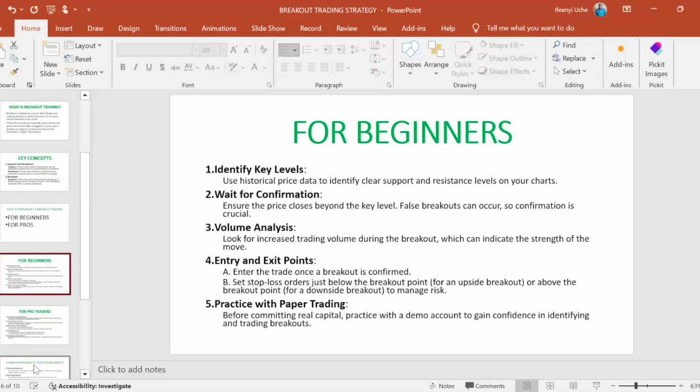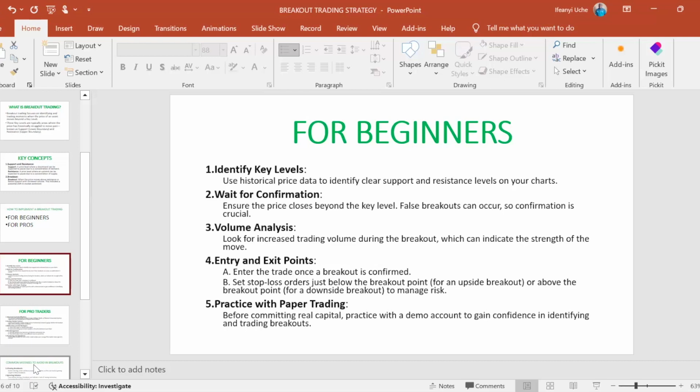You want to ensure that price closes beyond or below the key level, because false breakouts can occur. There's what you call a false breakout. It can occur, all right? And therefore, you need confirmation. Confirmation is very, very essential, very crucial.